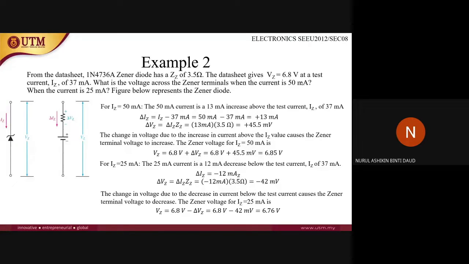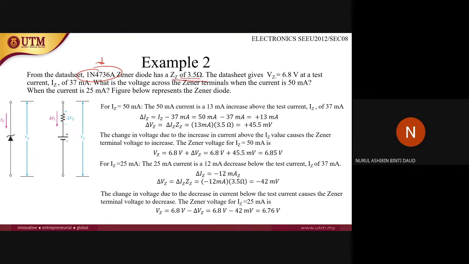Before we look into the circuit of the Zener diode, the usual circuit of the Zener diode, from the data sheet, 1N4736A. So this is the type of Zener diode. Don't focus on this value. This is the type of Zener diode. It has a ZZ, which is the impedance value of the Zener, 3.5 ohm.